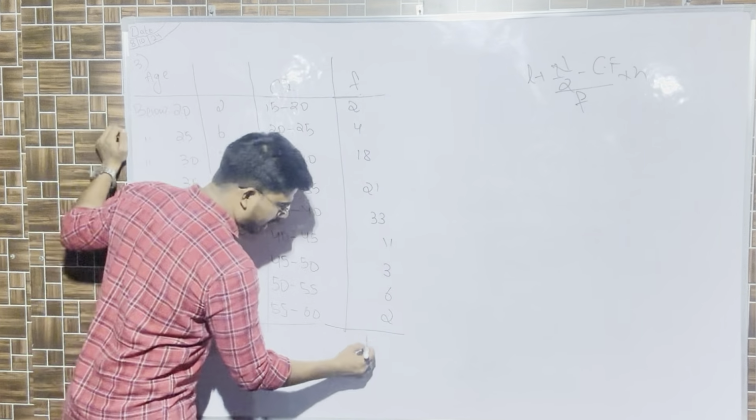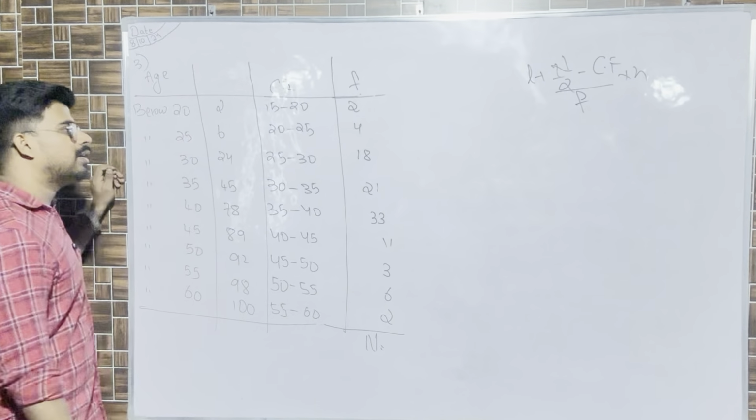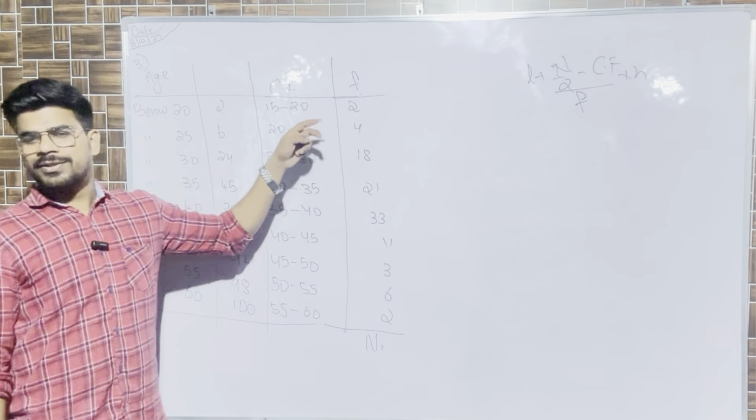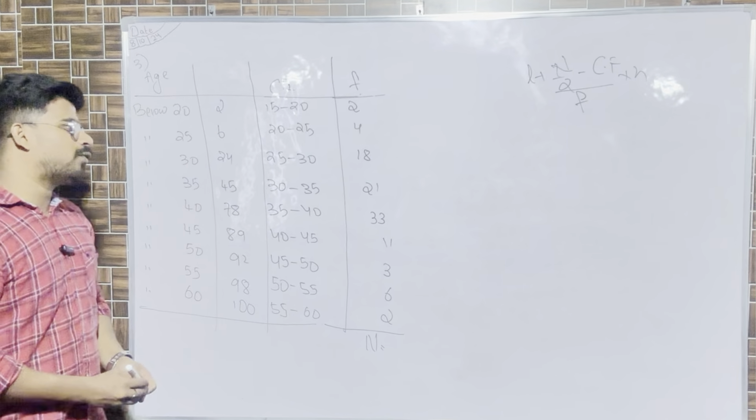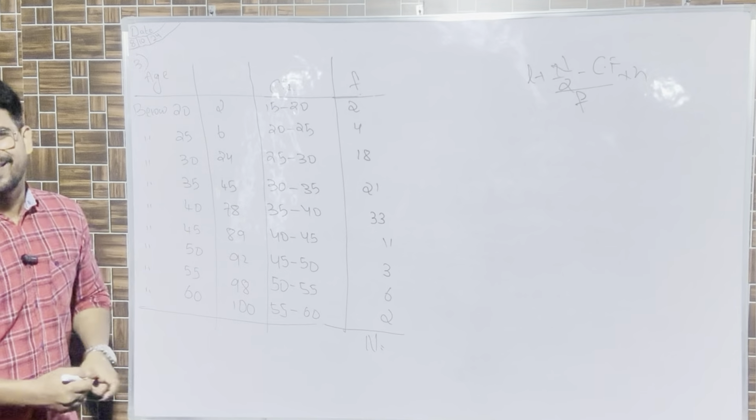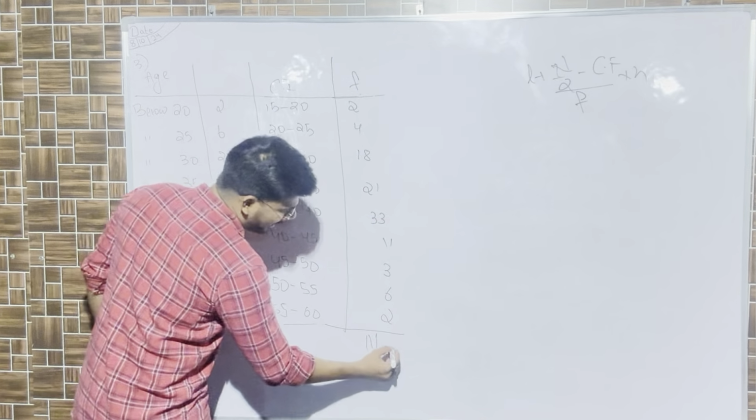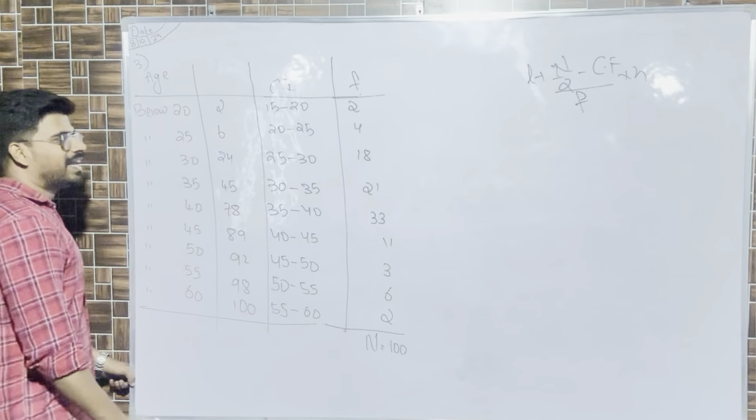Let us cross check it. If it's 100, well and good. If it is not, very good. Okay, 2 plus 4, how much? 6. 6 plus 18, 24. 24 plus, here you will write all the values, and then it is equal to 100 again. N is 100. N by 2.